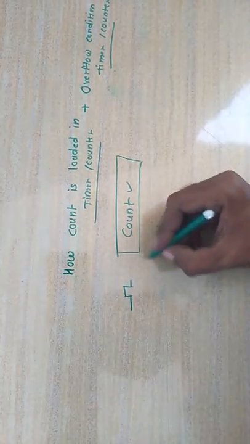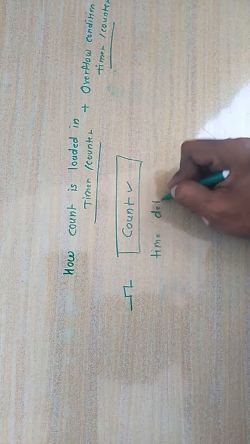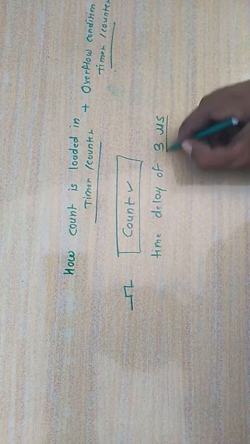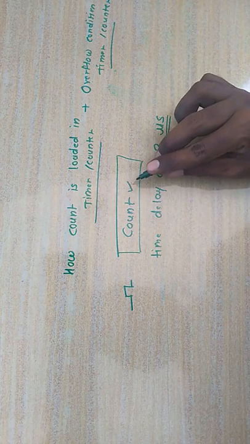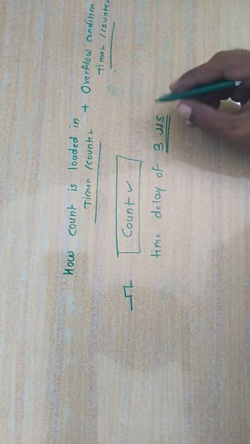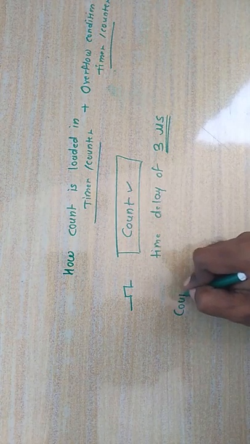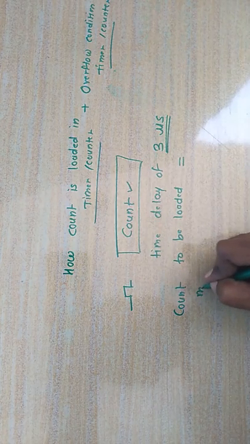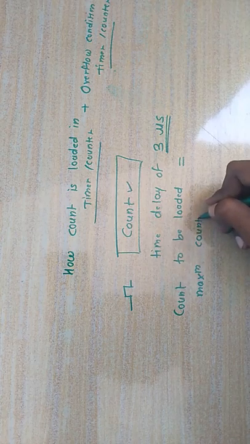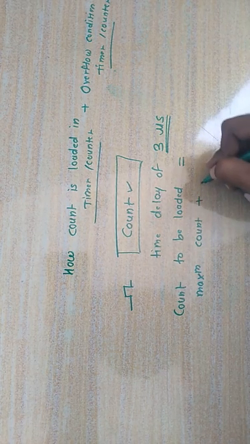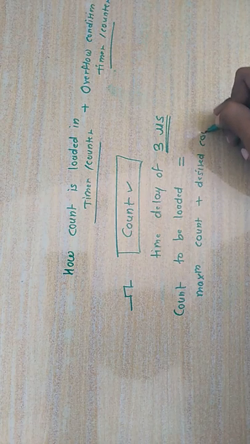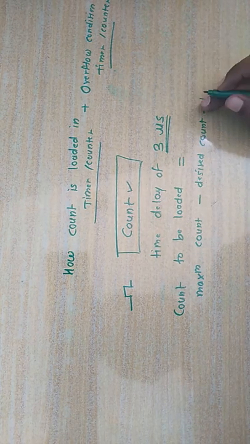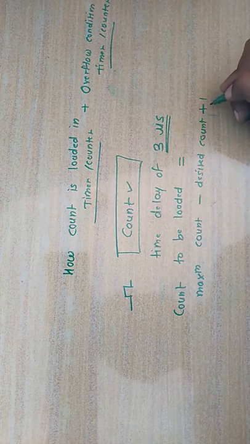Now I want to produce a time delay of 3 microseconds. Then which count do I have to load in the timer counter? There is a formula for this: count to be loaded is equal to max count minus desired count plus 1. Max count minus desired count plus 1.